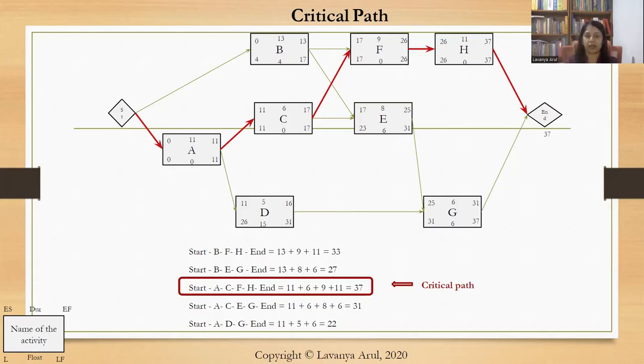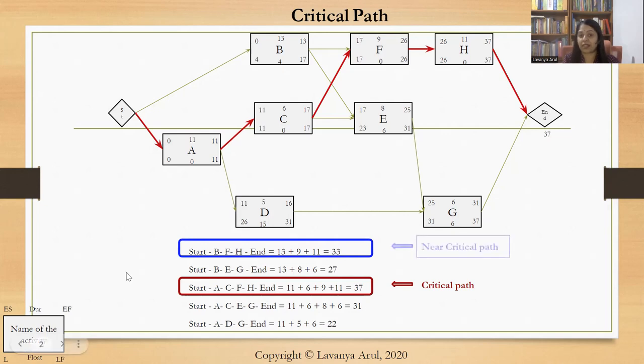Now, if you look at 37, we know it is a critical path. The immediate path after 37 is basically 33. If you look at 33, 27, 37, 31, and 22, immediately after 37, we see 33. That is what we call a near critical path.